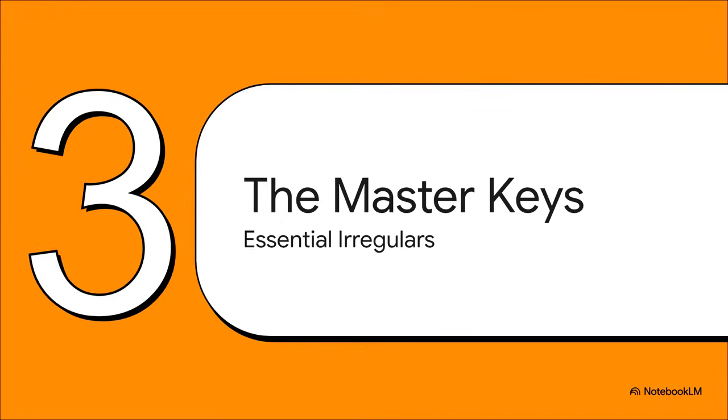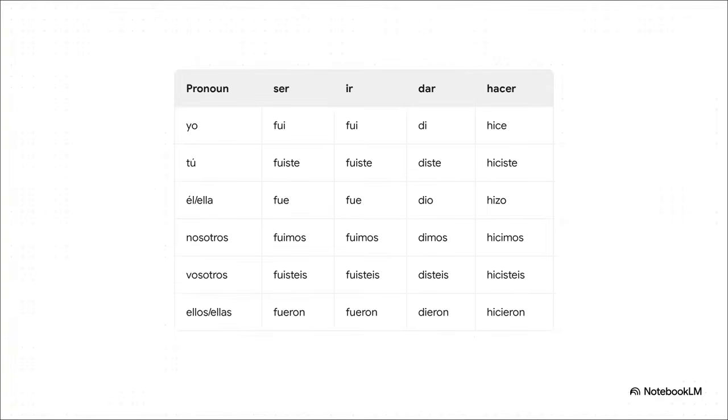Now, every system has its exceptions, right? But I don't want you to think of these as annoying rule breakers. Instead, think of them as master keys. These 4 verbs are so incredibly common and so powerful that they just get their own special forms. So these are ser, ir, dar, and hacer, to be, to go, to give, and to do or make. They don't follow the regular ending patterns at all, so you really just have to memorize them, but trust me, you are going to use them so often, it'll become totally automatic.